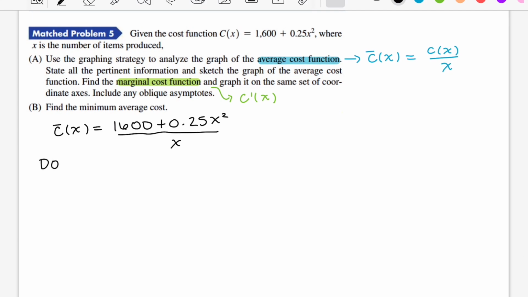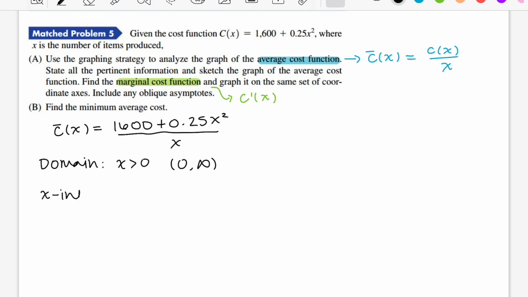So the first thing to note here is that our domain is going to be all positive real numbers. Right? Since x is going to be the number of items produced, we can't have negative items produced. We can have that we'll have 0 items produced. However, we can't have a division by 0 here. That would make this guy undefined. So our domain is going to be all positive real numbers. So from 0 to infinity.